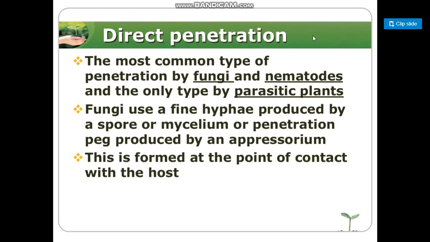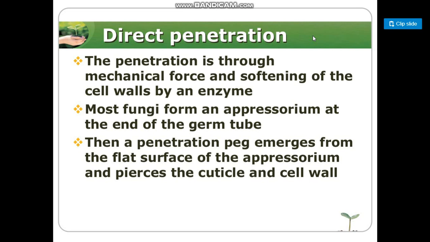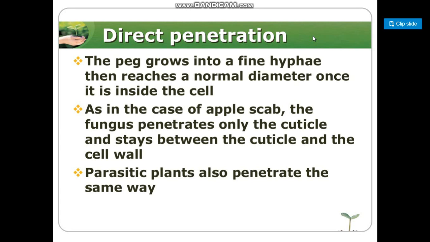This is the most common type of penetration by fungi and nematodes, and the only type for parasitic plants. Fungi use a fine hypha produced by a spore or mycelium, or a penetration peg produced by an appressorium. This is formed at the point of contact with the host. The penetration is through mechanical force and softening of the cell wall by enzymes. Most fungi form an appressorium at the end of the germ tube. Then a penetration peg emerges from the flat surface of the appressorium and pierces the cuticle and cell wall. The peg grows into a fine hypha and then reaches normal diameter once it is inside the cell.